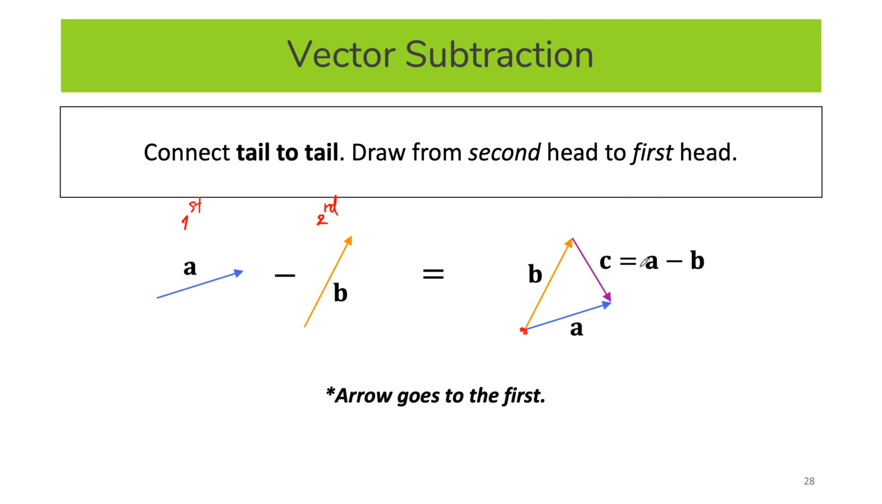And if C is equal to A minus B, we are going to draw from the second head, which is B, to the first head, which is A. It might seem confusing, but the key is that if you use this technique, the arrow goes to the first. The arrow will be at what you start the subtraction with. I usually use this technique quite often when I do vector subtraction so that I can see it graphically.